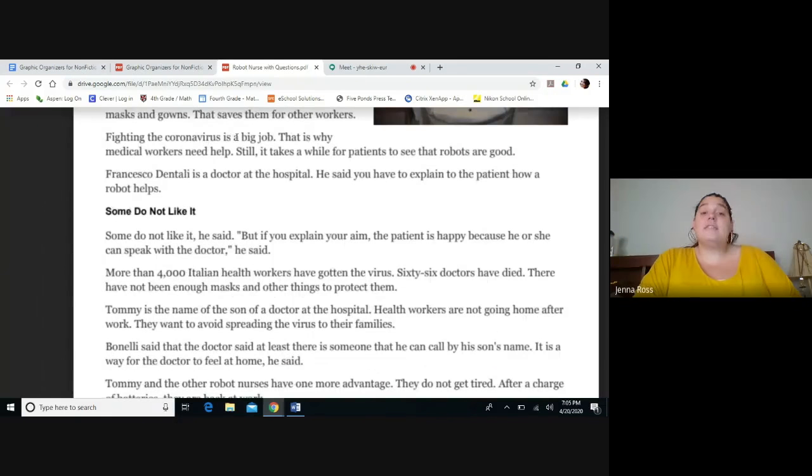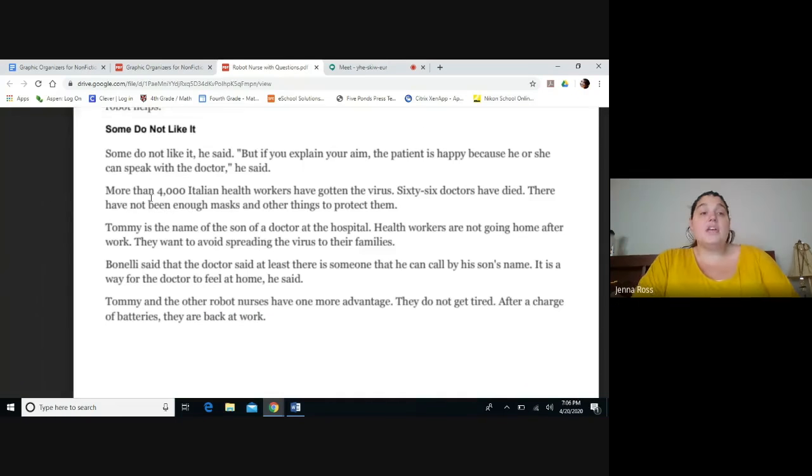Fighting the coronavirus is a big job. That is why medical workers need help. Still, it takes a while for patients to see the robots are good. Francesco Dentali is a doctor in the hospital. He said you have to explain to the patient how a robot helps. So this heading is some do not like it. Some do not like it, he said, but if you explain your aim, the patient is happy because he or she can speak with the doctor, he said.